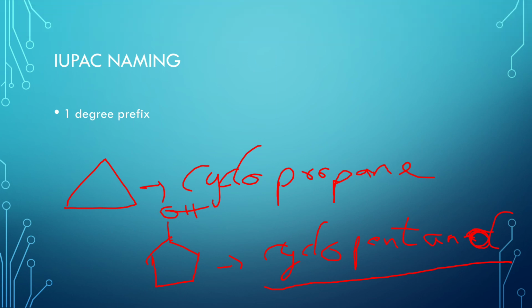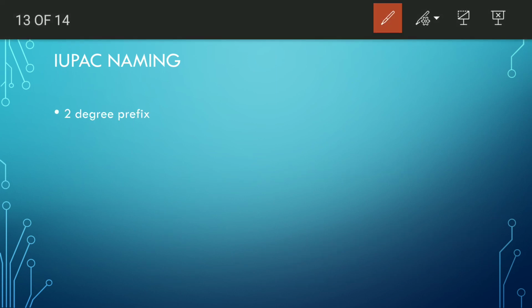Now let's know the 2 degree prefix. 2 degree prefix is only used when there is a locant present in the parent chain. So it tells us about the locant present in a parent chain. So now tell me, what is the parent chain here? This is right. The atoms or molecules other than the atoms present in the parent chain are locants. So here this is a locant, as it is not present in the parent chain.